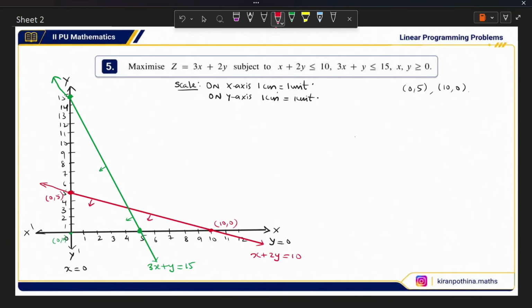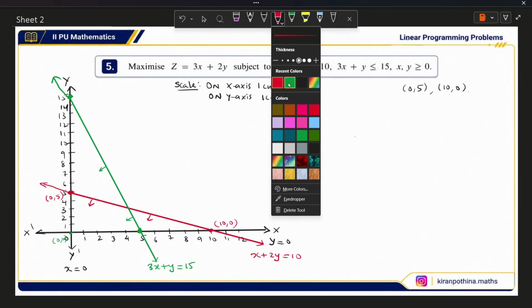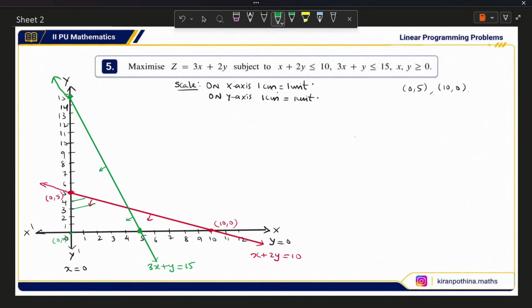Now identify, here we got 3 regions: 1, 2, 3. Out of these 3 regions, which region has the common region, both red and green? The second region has both red as well as green, so we'll consider that as our feasible bounded region. Now we have to shade only that part. So I will shade this. Like this you can draw boxes, or else you can shade with a pencil.